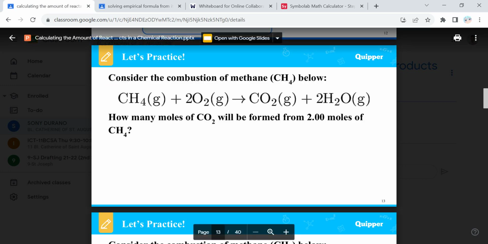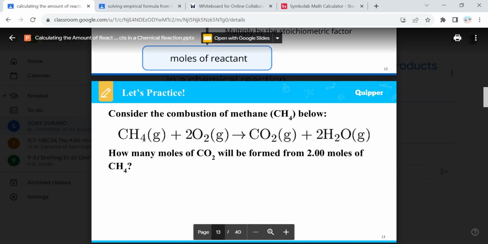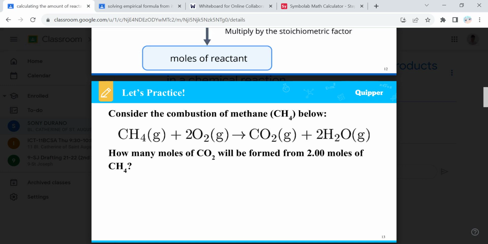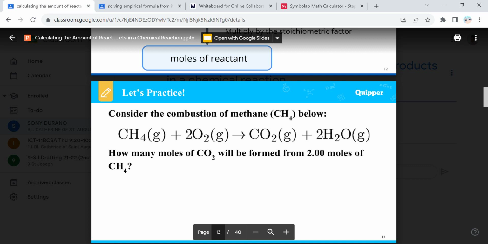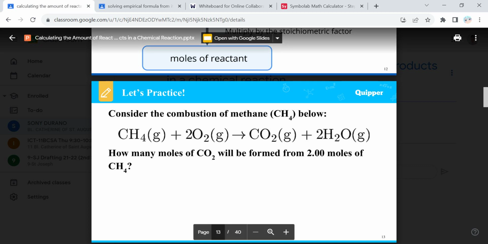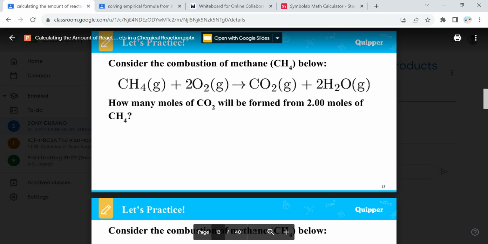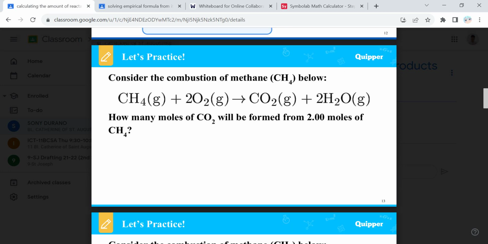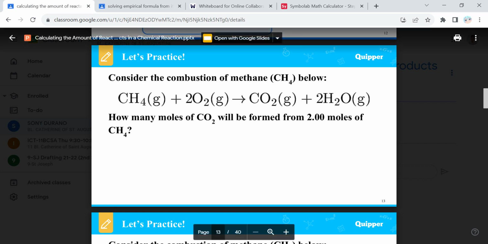Consider the combustion of methane. Basically this. To answer this, we first have to balance this equation. But as you can see, it's already balanced. So let's skip right into the question. How many moles of CO2 will be formed from 2 moles of CH4?